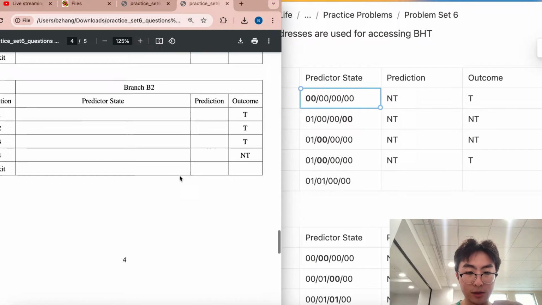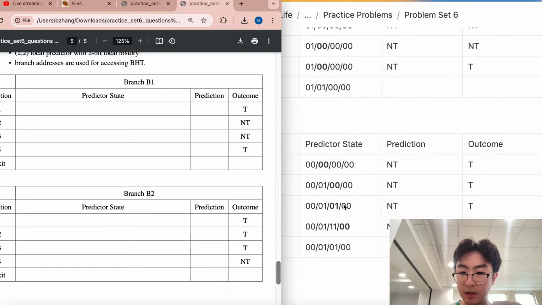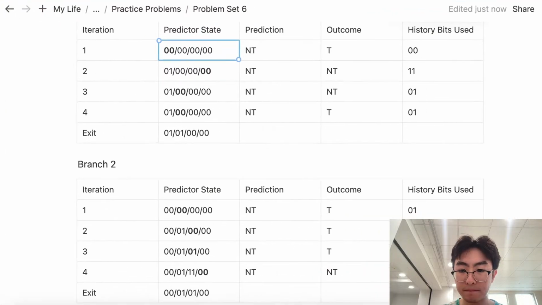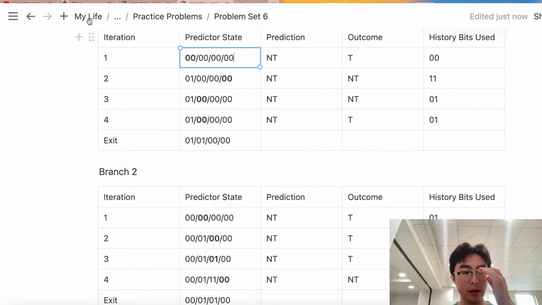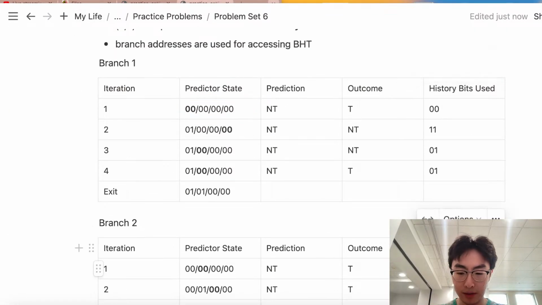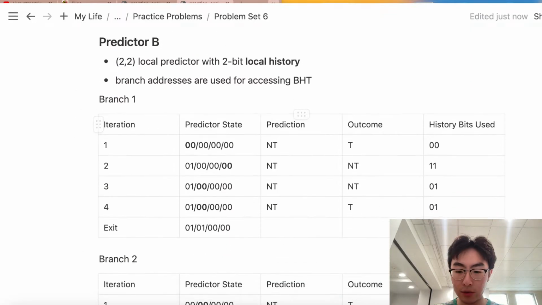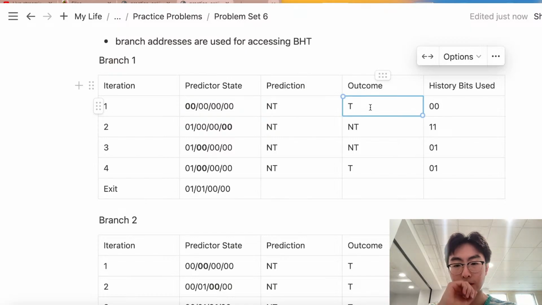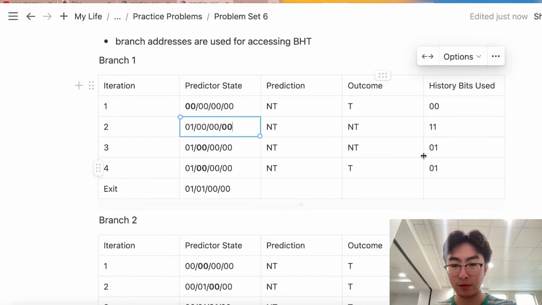Is this the same problem? So T, NT, NT, TT, TN. Okay, yeah, it is. Alright. So now we have our two independent sets of history bits, because they're all local now. So 2-bit local history. So we all start with 0, 0. And I think this is slightly easier now. Taken. Alright, so this stays the same. We can just go through each of these one by one.